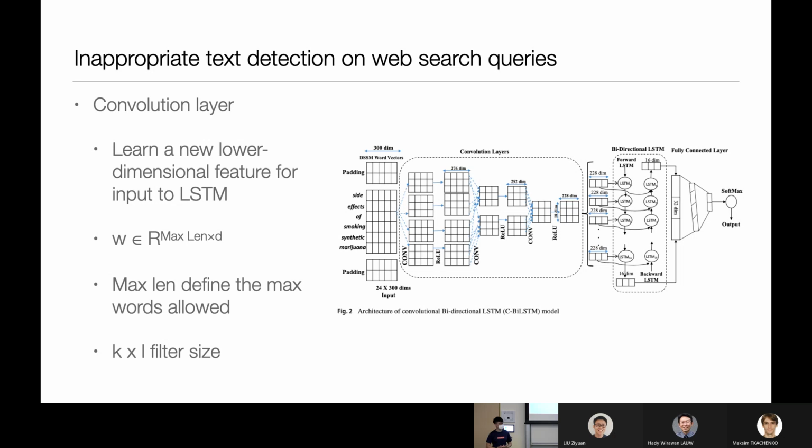Luckily for web search queries, there is a fixed length, and the max length for this network is actually 24 words. You can increase or decrease the max length, but that will take more or fewer weights to train the model.